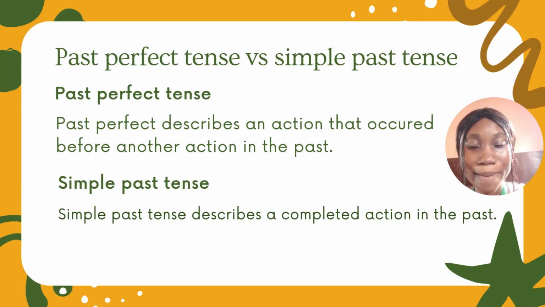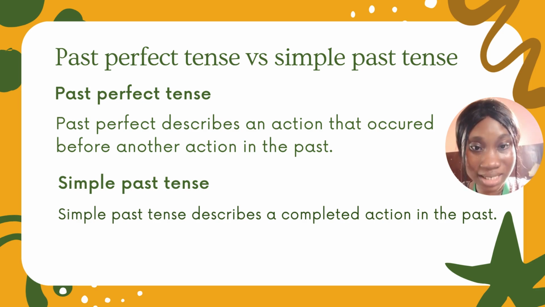So let's compare past perfect tense with simple past tense. I believe by now we understand past perfect tense. We're just talking about two actions, an action that has ended and another action that is starting. So one has to end before the other one can start.